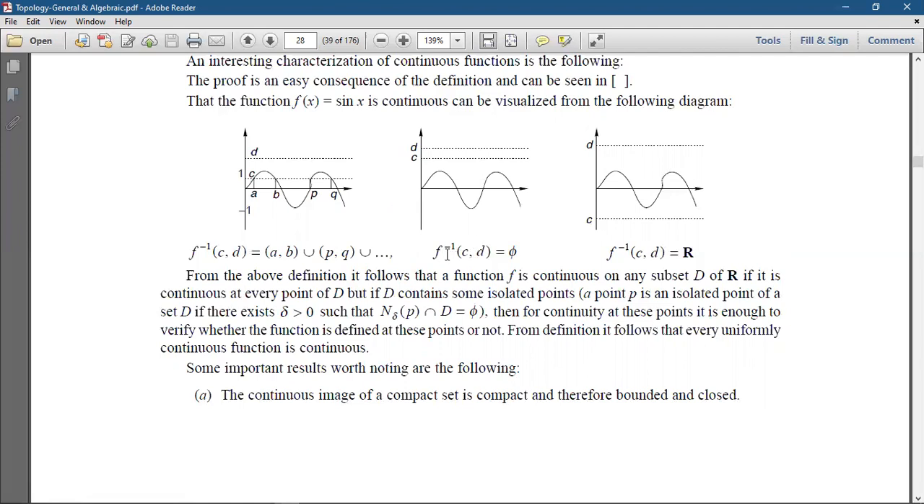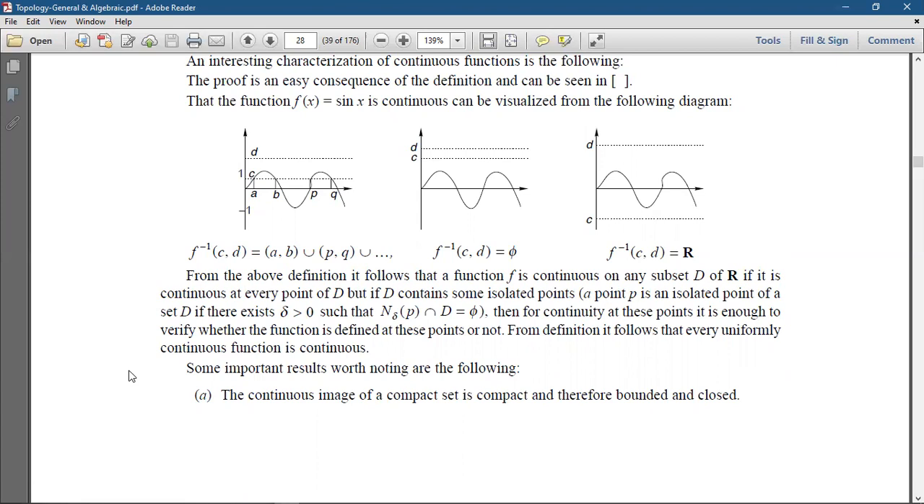Similarly, if we find f inverse of CD in the second graph, it is an empty set because C and D are outside the range of the given function. In the third one, f inverse of CD is nothing but whole R. From the above definition, it follows that the function f is continuous on any subset D of R.